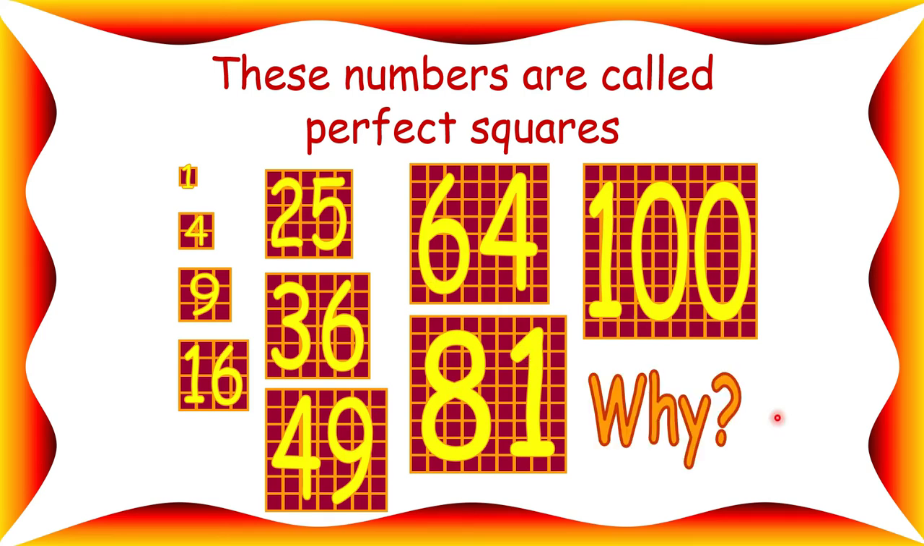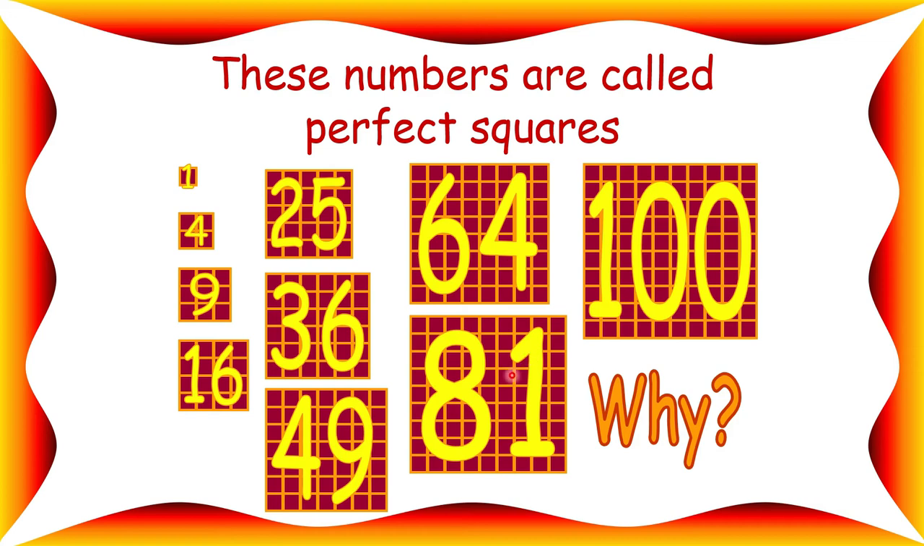Why are those numbers called perfect squares? Because if we think of a number and multiply it by itself, the answer will be equal to one of these numbers. Like for example, for 100, if we take the square root of this one, we have 10, because if we multiply 10 times 10, we have 100.